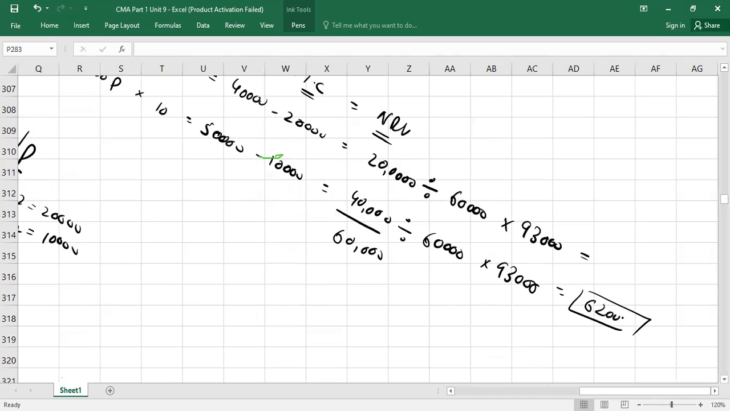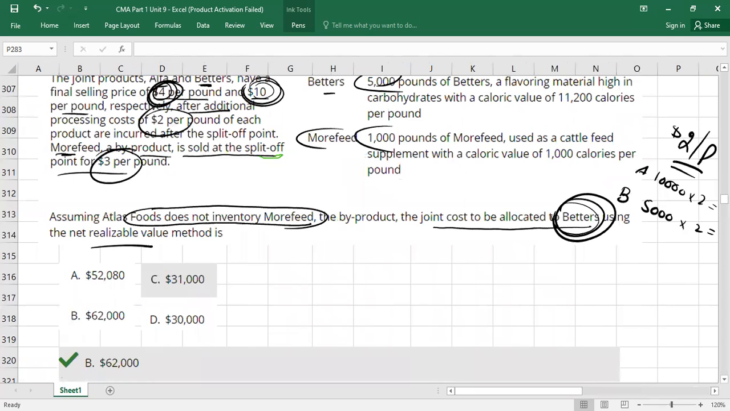62,000. Okay, for alpha what will it be? For alpha it will be 31,000. Right? But what do we have to calculate for? Beta's, it means the common cost which should be allocated to beta is 62,000. If he's asking for alpha, then the answer is 31,000. Understood? Clear?